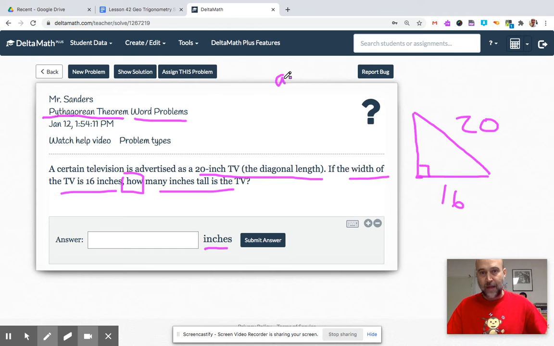Pythagorean theorem, a squared plus b squared equals c squared. 20 has to be the c. And then a and b doesn't matter. I'll call this a, and I'll call this b. So now I have a is what I'm looking for, squared, plus 16 squared equals 20 squared.